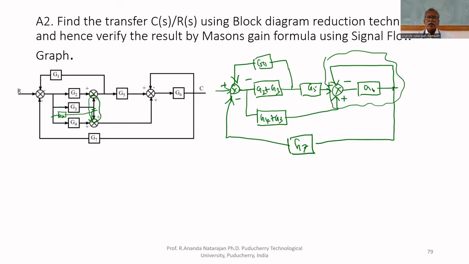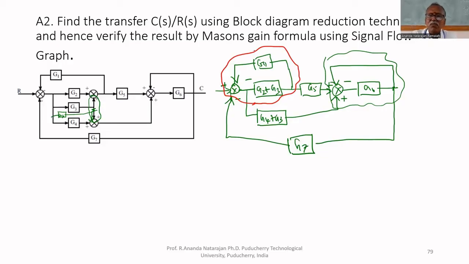Why can you not apply it here? The seventh rule cannot be applied here because there is a takeaway point in between. Once it is converted into a single block, how will you take the takeaway point? You cannot take the takeaway point if it is converted into a single block.